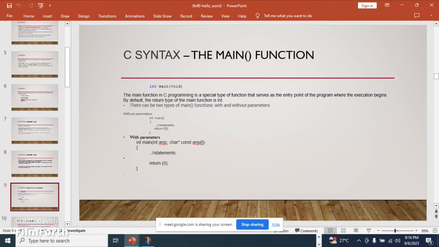Okay, the main function. The main function is a special type of function. I've said that it's the entry point of a program when execution begins. It is what communicates with your operating system to run the code that has been written inside your program, to run your source code. So your main function is expected by the operating system. The operating system expects your main function so that it can execute the code that is inside of it.